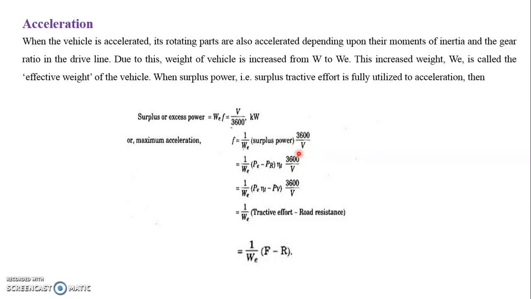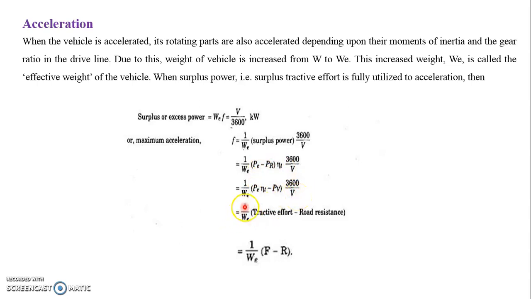So it is equal to 1 upon effective weight into surplus power. Surplus power is the difference between the engine power and the required power, into NT. Here we consider the transmission losses; NT is the transmission efficiency. So again rearranging, 1 upon WE multiplied by the transmission efficiency into the bracket PE into NT minus PV, into 3600 divided by V.